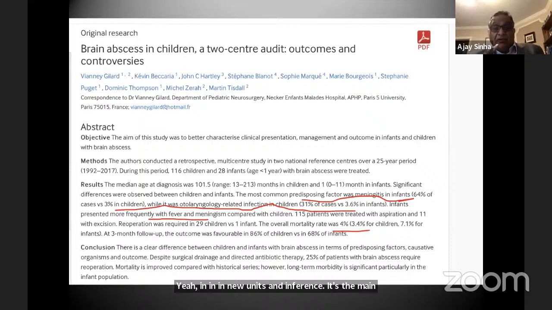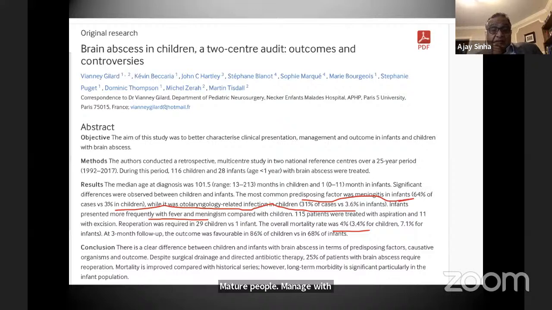They present more with features of meningitis and meningism, whereas older children and teenagers tend to present more with a parameningeal focus of infection, very likely an ENT source, whether in the sinuses or in the mastoids. And what has come out very clear in this paper is that out of this large group of patients, only 11 of them required a craniotomy. The majority were managed with aspirations, repeated aspirations.